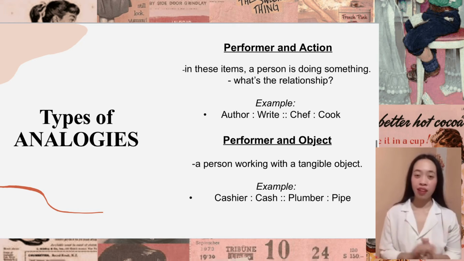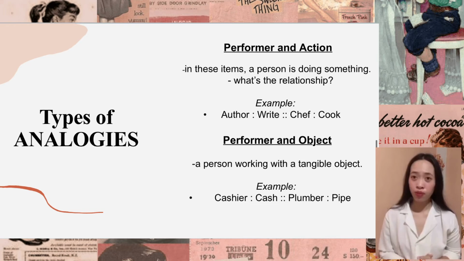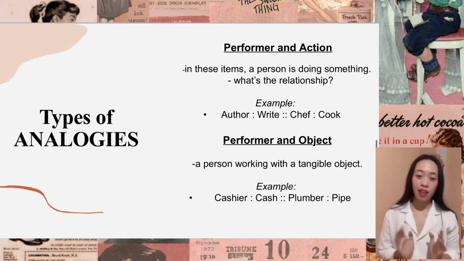In these items, a person is doing something. So what's the relationship? The relationship is a person or an animal and an action associated with them. As you can see in the example, the first word is author. The next word is what the author does? Yes, to write. Next word is chef. What does the chef do? Yes, to cook. So that is the sequence of performer and action.